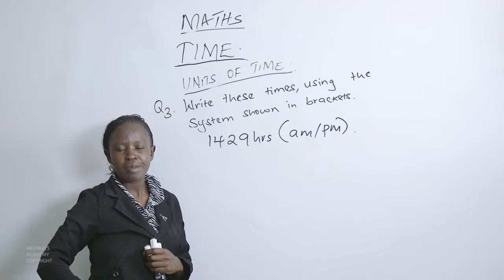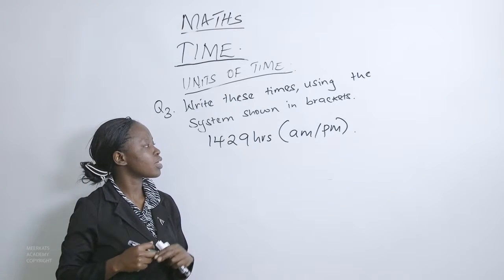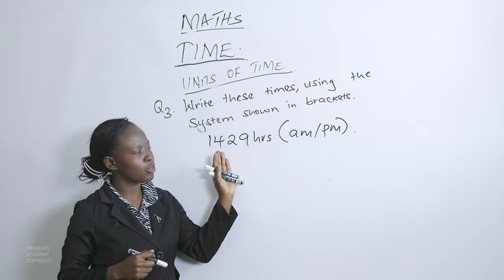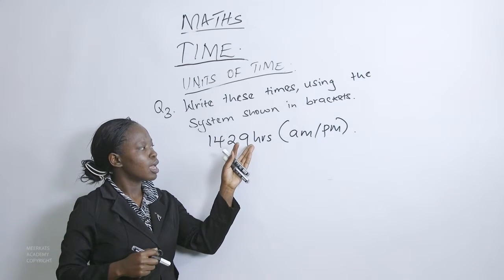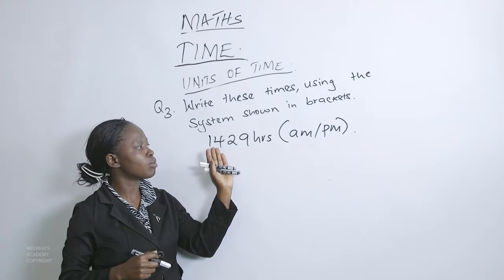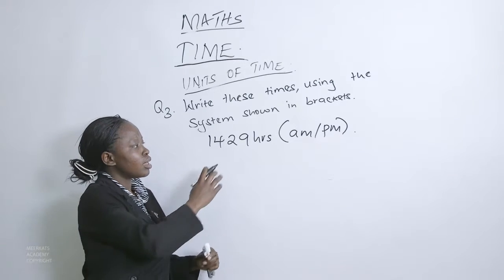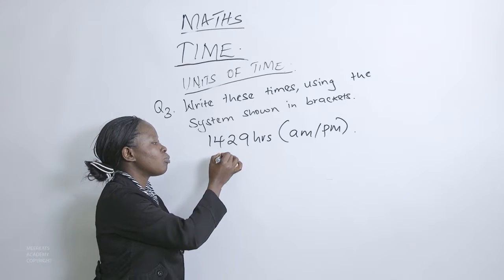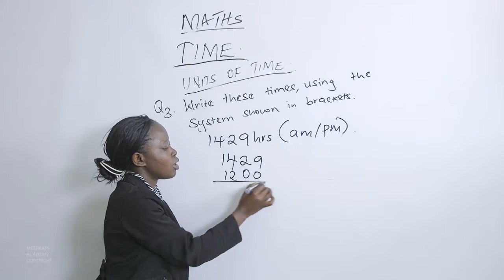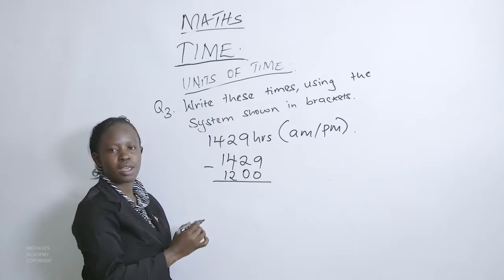For 14:29 hours, we are converting it to either AM or PM. So this means that these are 14 hours after the midnight. We have 12 hours for the day, we have 12 hours for the night. So 12 hours to noon has already been covered, and this means that there are extra hours past the noon. So for us to convert it to either AM or PM, we have 14:29 minus 12:00 hours, so that we find out the time that we have in either AM or PM.